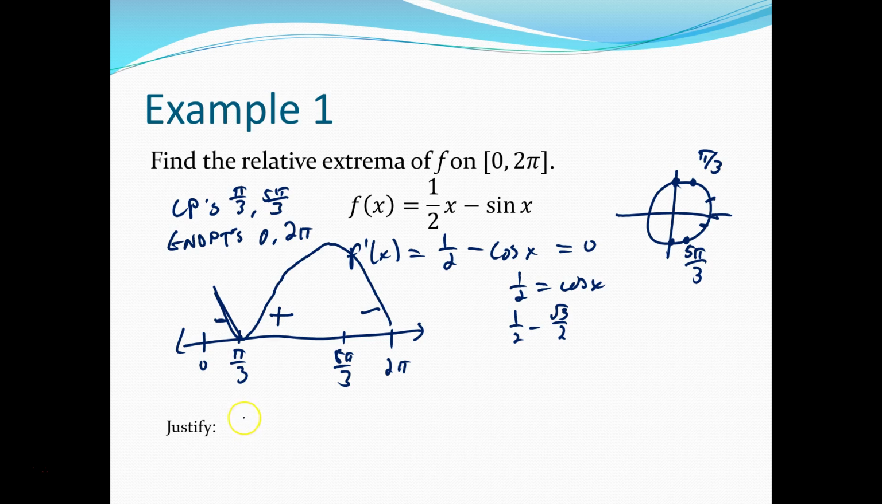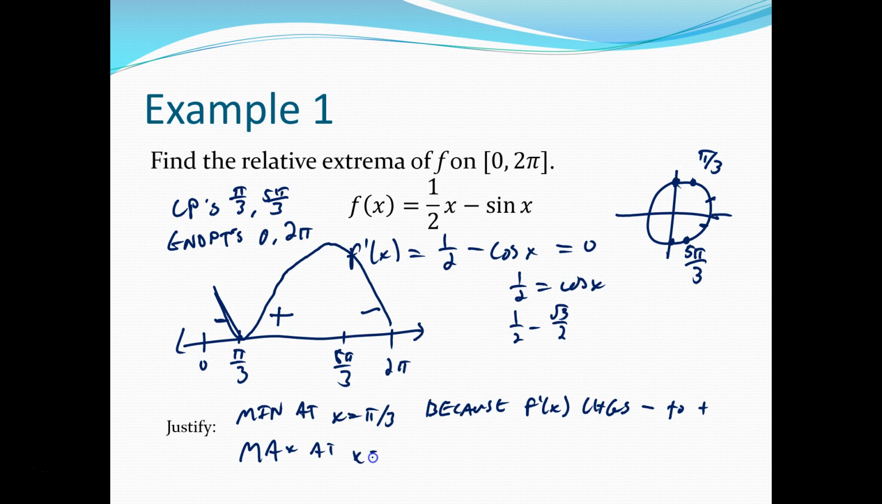What we're saying is that we have a minimum at x equals pi over 3. Why? Because f prime of x changes from negative to positive. That's the first derivative test. Then we have a max at x equals 5 pi over 3. Why? Because f prime of x changes the other way around, positive to negative.